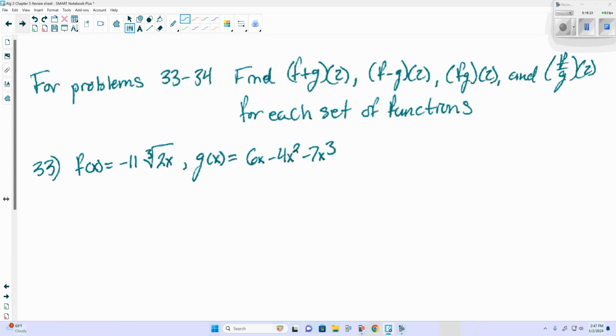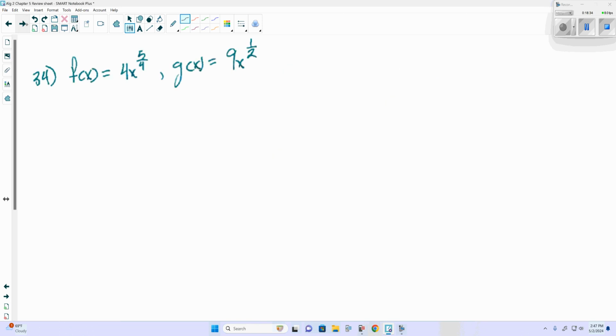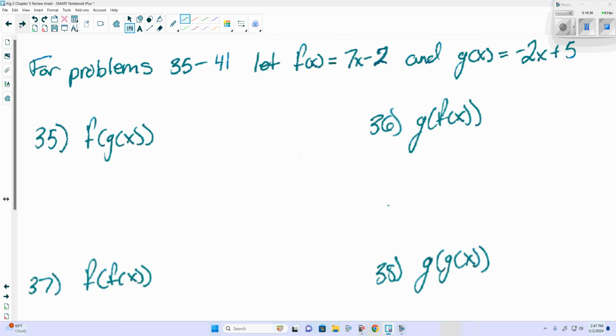Which brings us to 33 and 34. Finding f plus g of 2, f minus g of 2, f times g of 2, and f divided by g of 2. There's nothing wrong with these problems, they just take way too much time. So I'm not going to make you guys do those on the test because they're just more of a time suck than they are anything else. 35 through 38. Which one of these do we want to look at?